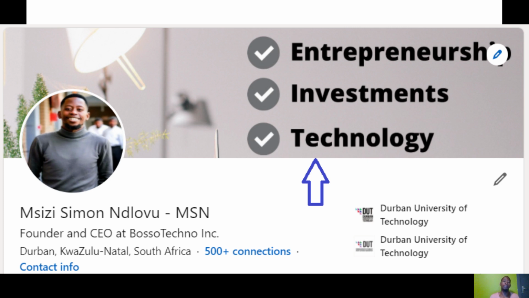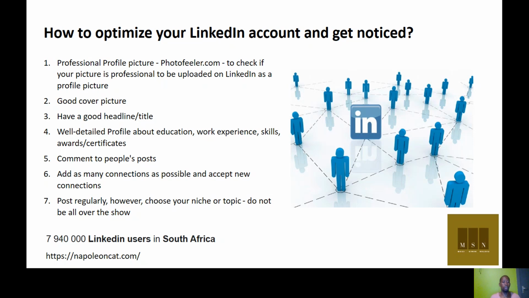It makes sense if you put a cover that actually defines what you are doing. For instance, in mine, you will see it just now, I listed three things that I'm specializing in, which are entrepreneurship, technology, and investment. So you might want to put something along those lines in terms of what you're offering or what you're doing.